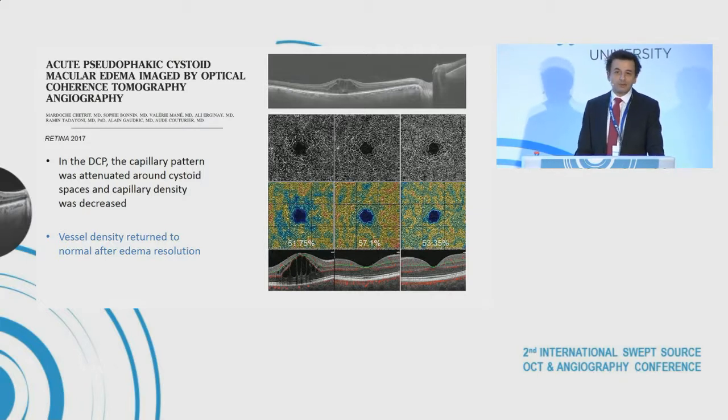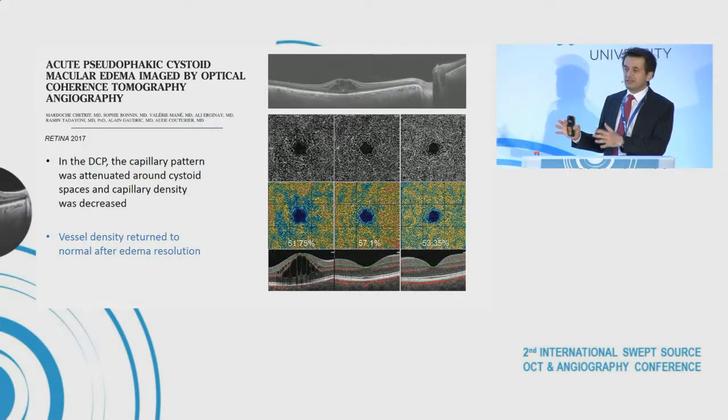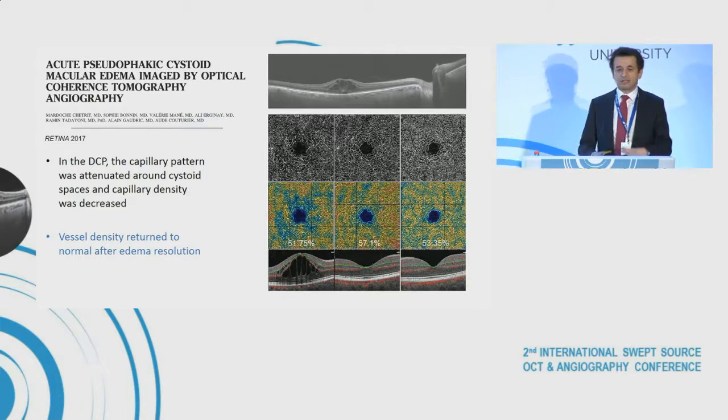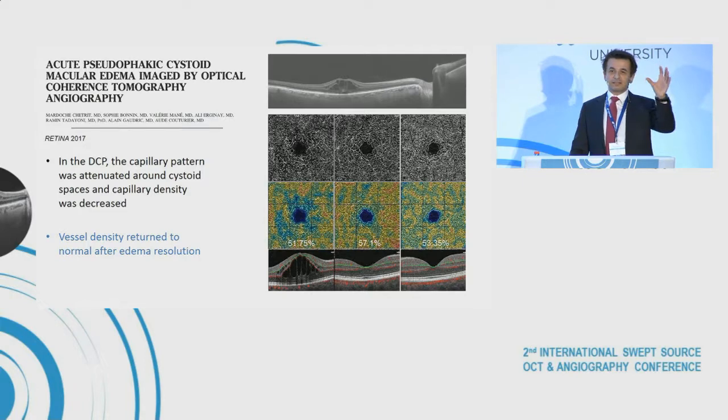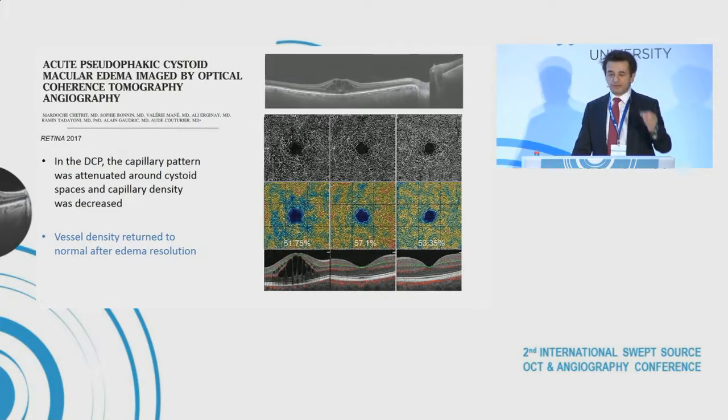That doesn't exclude that a long-term cyst could destroy capillaries, but at least it's not automatic that as soon as you have a cyst, you lose capillaries. When the cyst disappears, you have your capillaries back. So if it's not cysts destroying capillaries, could it be that loss of capillaries explains the appearance of cysts?